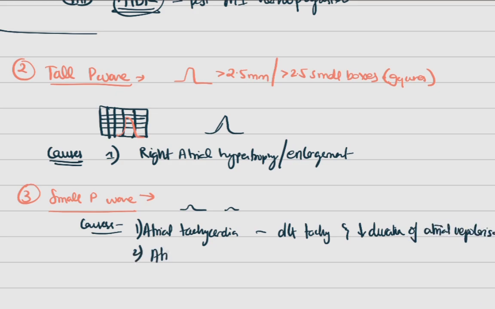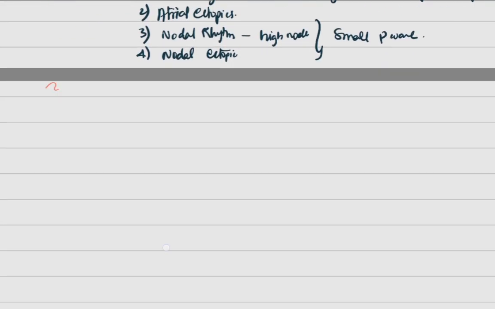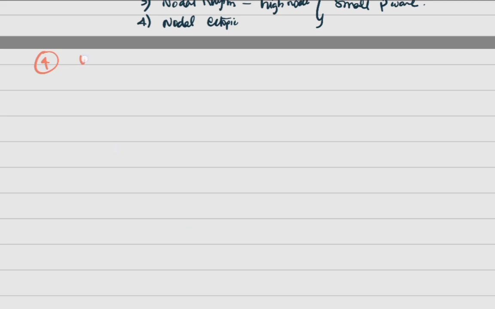Second is atrial ectopics. Third is nodal rhythm, where in high nodal rhythm or a nodal ectopic, in all these cases produce a small P wave. So next we will go into wide P wave.